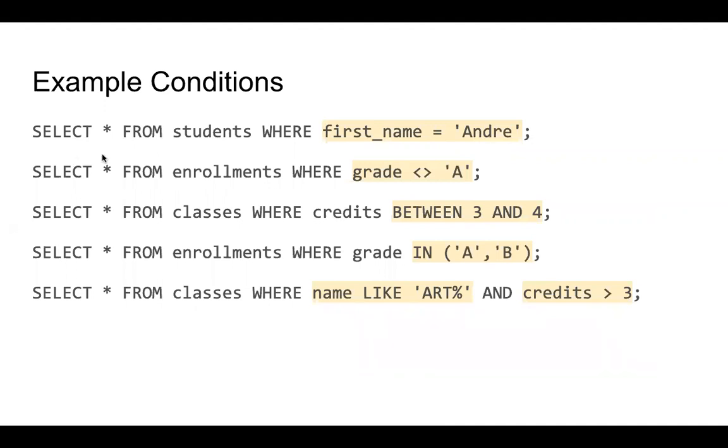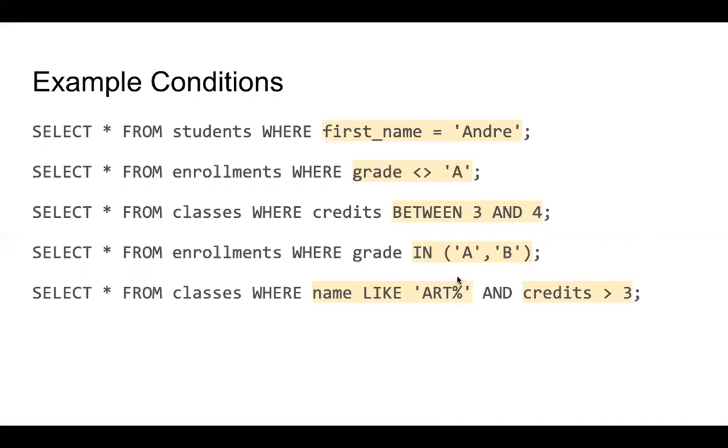So this first one right here says select all from students where first name equals Andre. So what that means is we'll get every column from the students table with students who are named Andre. There could be a lot of students named Andre. This one right here says select all from enrollments where the grade is not equal to A. So give me all the non-A students. Select all from classes where credits between 3 and 4, so anyone with 3 and 4 credits. Select all from enrollments where grade is in A and B, so anything that gives me A or B.